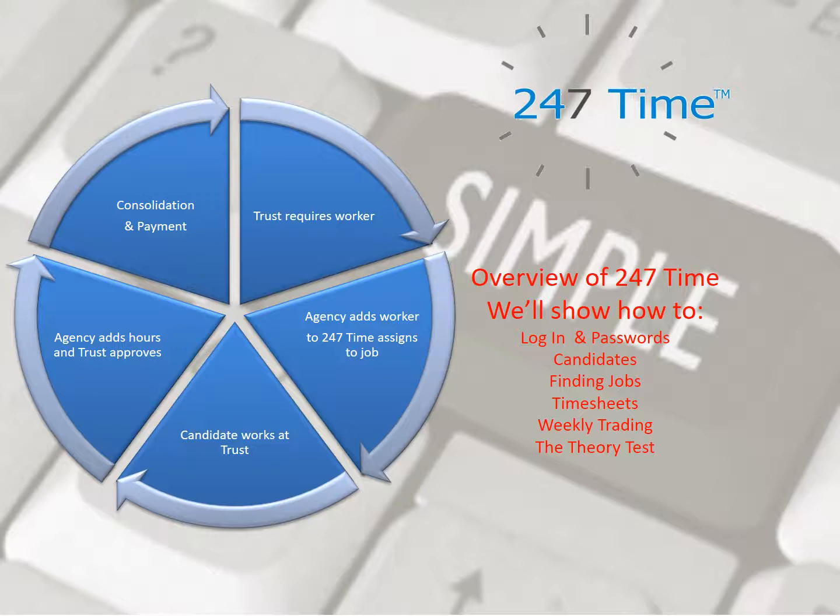So as you can see there from the virtual circle, it starts with a trust requiring a worker from yourselves, and then you'll go in. If the candidate's not already assigned into the system, you'll go in, create a profile for them and add in any of the documentation that a trust requires, and the candidate then goes away and works at the trust.